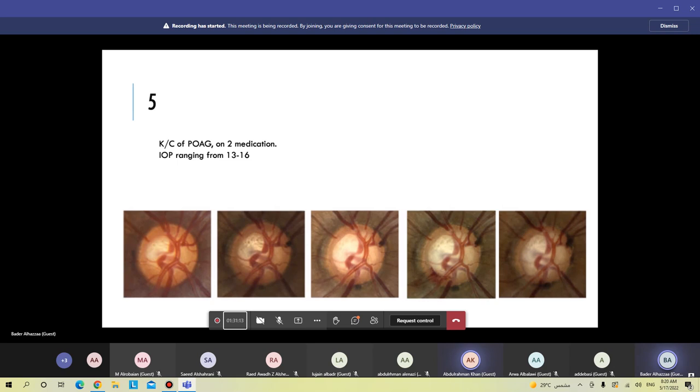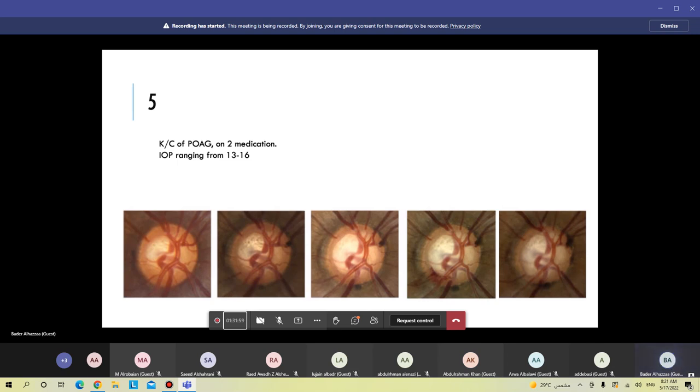Progression can occur if we are not at the target IOP. Target IOP can be different in different patients. If the patient's pressure is 13 and the cupping is in the early stages, not advanced, why does he need a lower target? In which cases will they need a lower target like this? Usually in patients who have normal tension glaucoma. Yes, because there are other factors contributing. So you can have progression like this with normal IOP, in normal tension glaucoma.